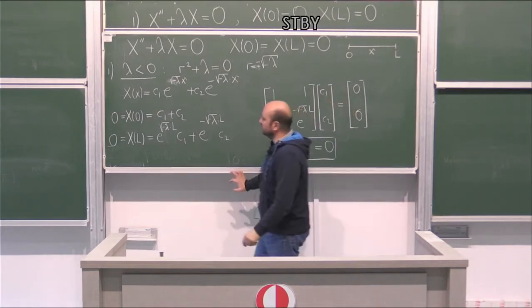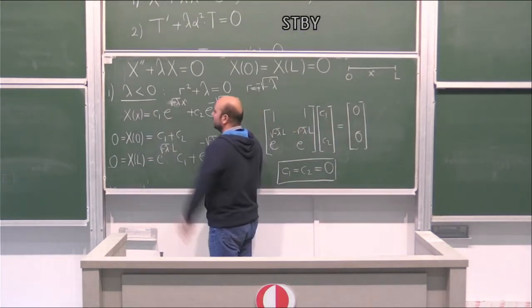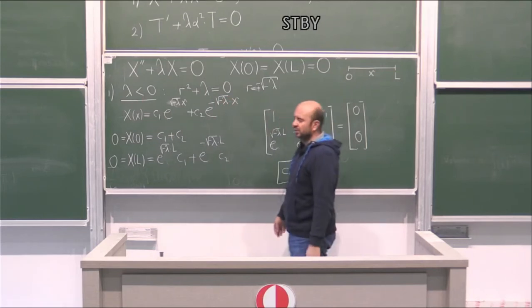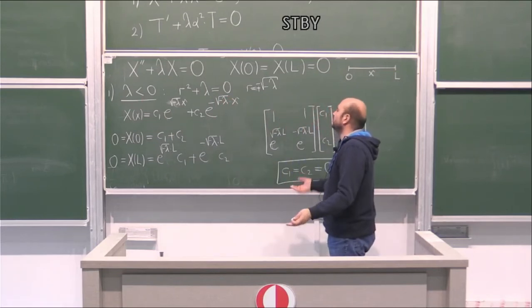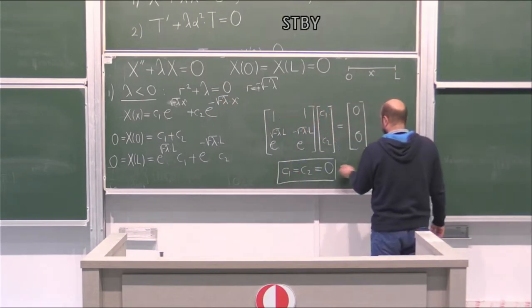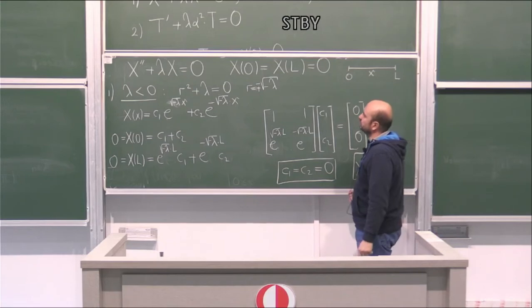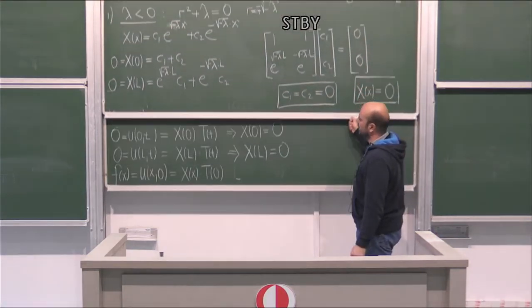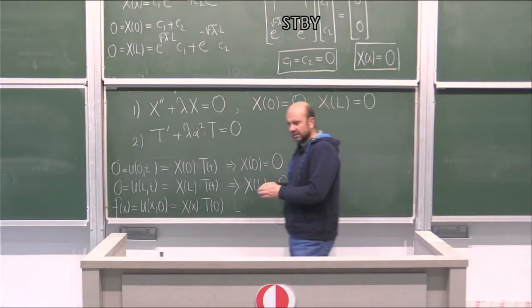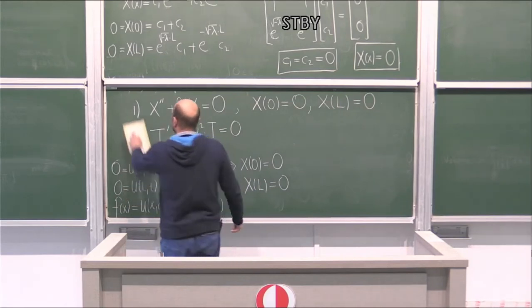But if C1 and C2 are zero, we get x of x equal to zero, which is again a trivial solution. We didn't get anything out of this. Now let's look at the second case.